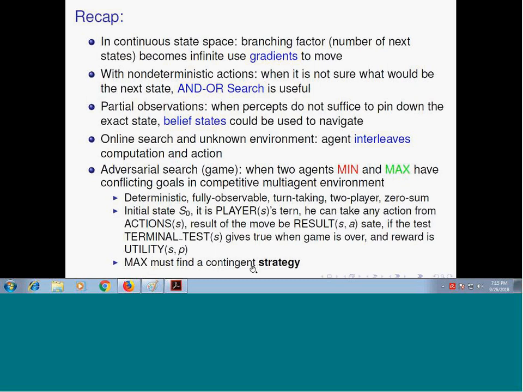Max must find a contingent strategy. This is a very important thing. Max should have a strategy, not just a single point. If I'm in this state, what action should I take? This would not work. He should also have a strategy that if in this state I take this action, then the opponent is going to take this action, then I'm going to take this action. So he should plan accordingly. He should have a strategy, a big plan. Then he can win the game.